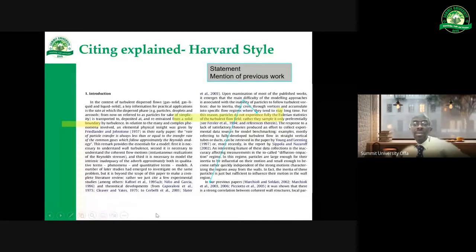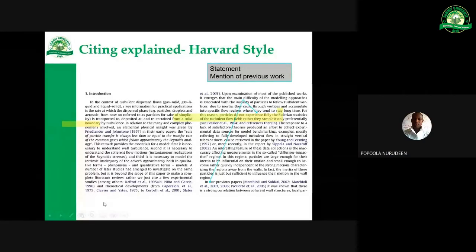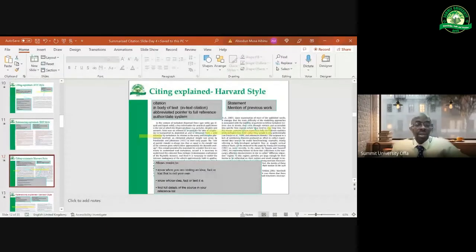So for in-text, cite all your sources. Thank you very much, sir. Thanks a lot too.